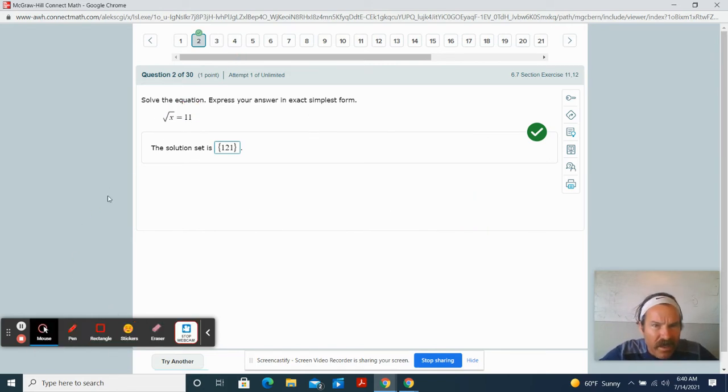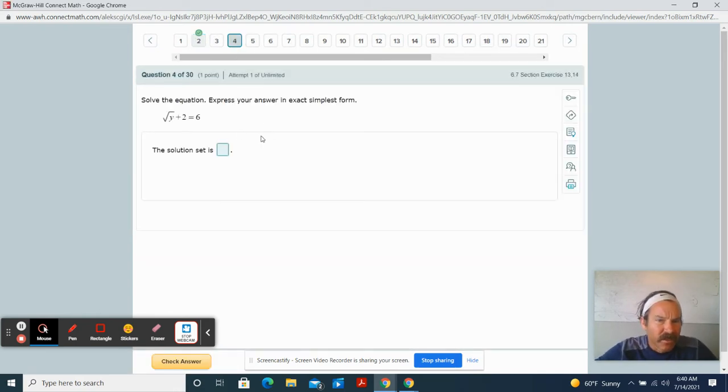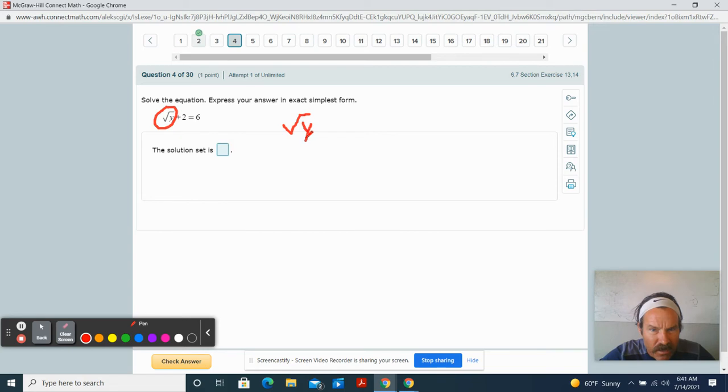Let's look at another one here. This one is similar, except it has an extra little step. Before you square both sides to get rid of the radical or the square root, you want to isolate the square root. You want to isolate whatever's underneath the square root. To do that, we need to get rid of this +2, and that's the same as solving an equation. We subtract 2 on both sides, and we get the square root of y equals 4.